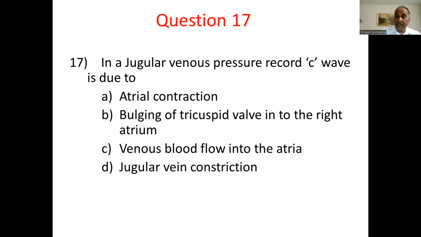Jugular venous pressure record, C wave, because C wave is due to... So when you record the jugular venous pressure or a jugular venous pulse, there are 3 positive waves, A, C, V, and 2 negative waves, X and Y. So now, let us see, options are A, atrial contractions, B, bulging of a tricuspid valve in the right atrium, C, venous blood flow into the atria, or D, jugular vein constriction.